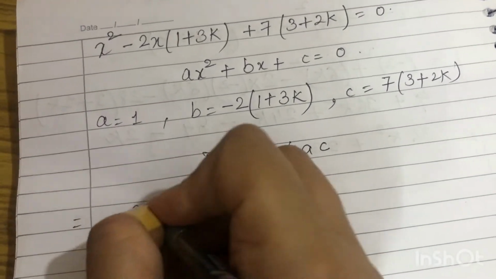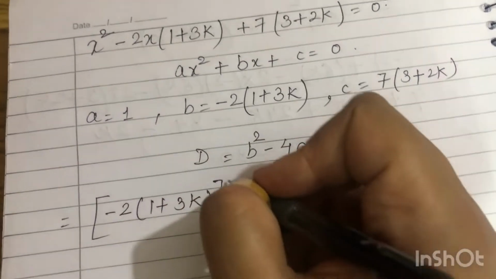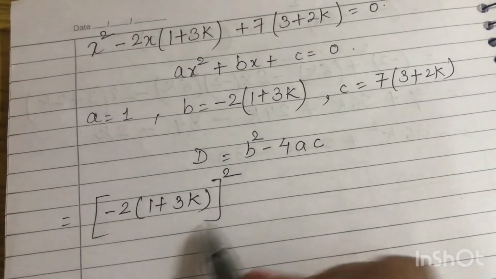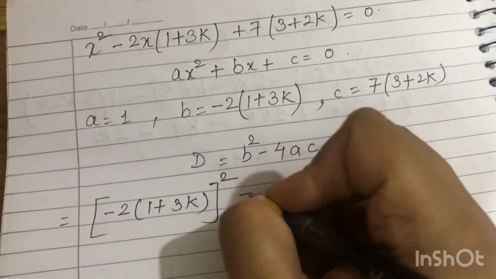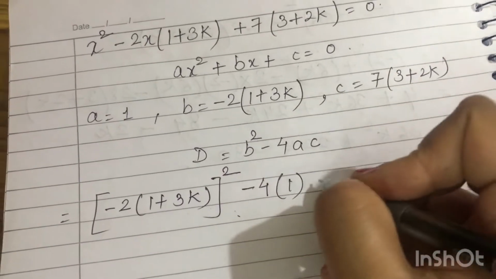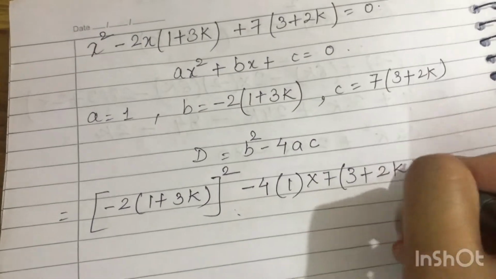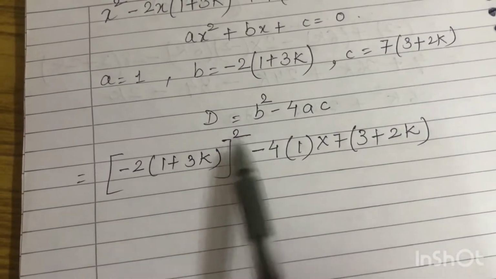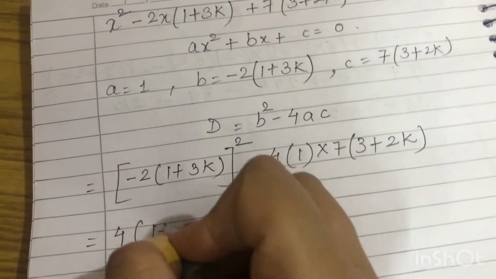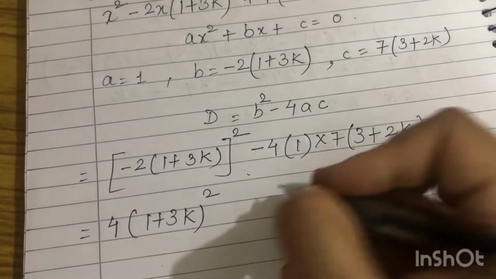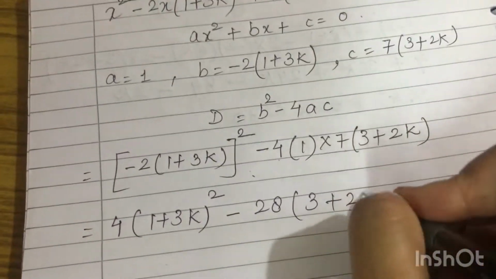B square is minus 2 into 1 plus 3k whole square, because this is the value of b. So we will put this whole value of b in a big bracket, and we will put the whole square. Minus 4 into 1 into 7 into 3 plus 2k. Okay, so now we will find out the whole square of this. The minus 2 whole square will be 4 and 1 plus 3k whole square will be written like this. 4 7s are 28 multiplied with 3 plus 2k.